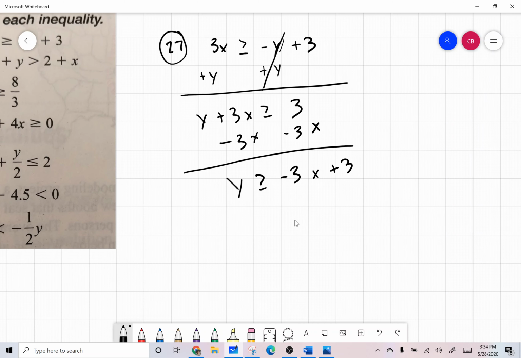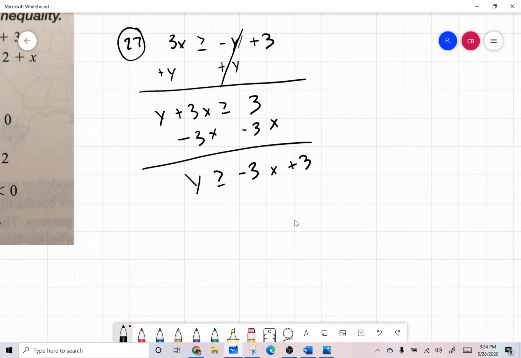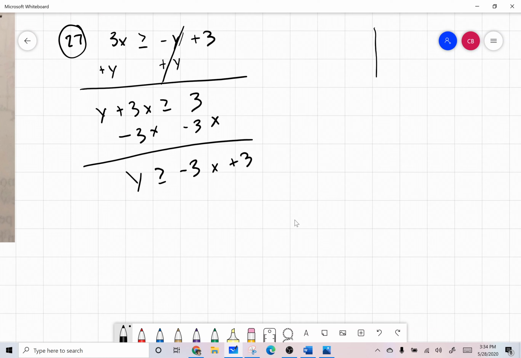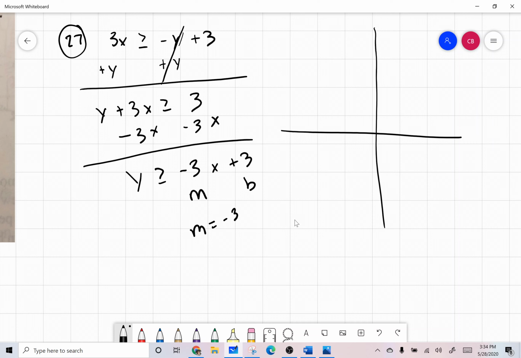Okay, so we get this far. This is where we want to be, with y on the left. Now we can graph this. This is b, this is m, and m is equal to negative 3 over 1, and b is equal to 3.